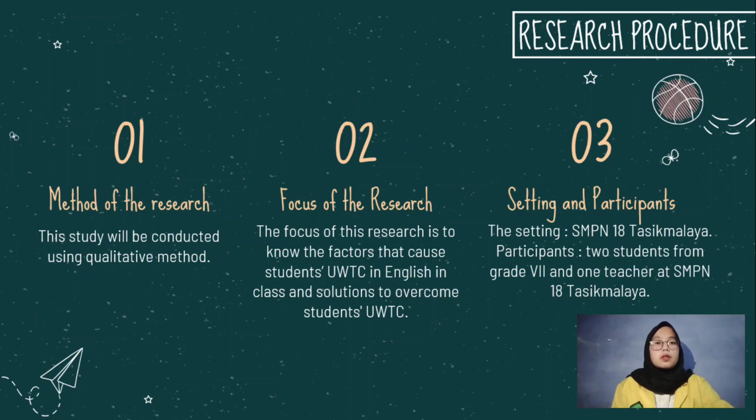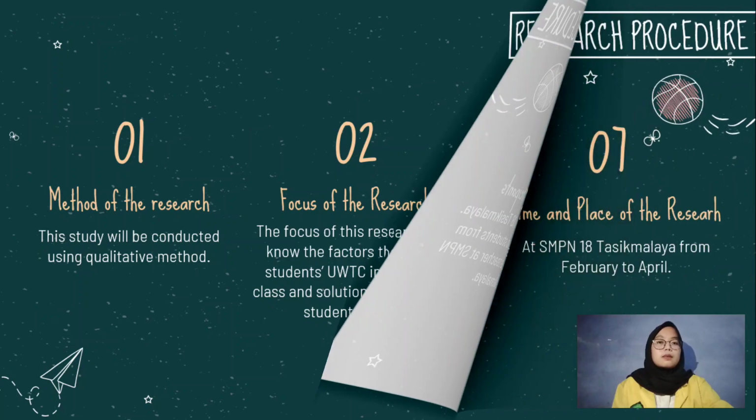And then focus of the research. The focus of this research is to narrow the factors that cause students' unwillingness to communicate in English in class and solutions to overcome students' unwillingness to communicate. And then setting and participants. The setting will be conducted in S.Pd 18 Tasikmalaya, and the participants were 2 students from grade 7 and 1 teacher at S.Pd 18 Tasikmalaya. The researchers selected students based on their level of learning English.